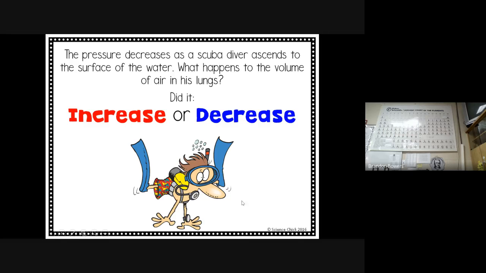Okay, let's try two more. Somebody else. The pressure decreases as a scuba diver ascends to the surface of the water. What happens to the volume in his lungs?